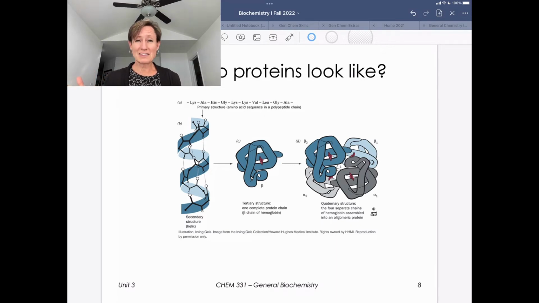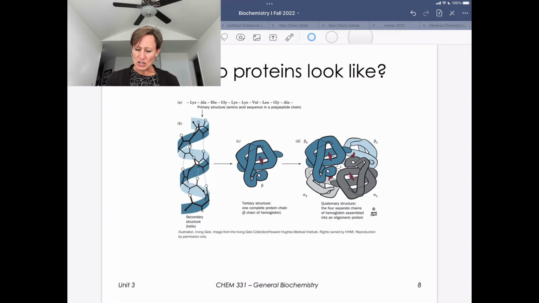So what exactly do proteins look like? Well, we're going to talk about it on paper here, and I'm going to talk about it in three dimensions with structures here to think about how we both describe and then visualize protein structure. So there's a hierarchy of protein structure that we want to think about: primary structure, secondary, tertiary, and quaternary structure.